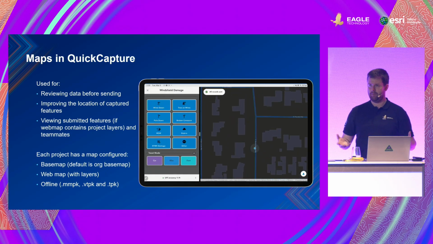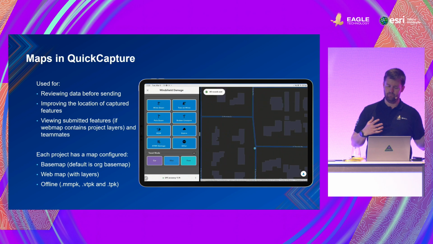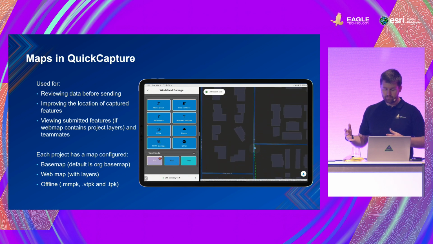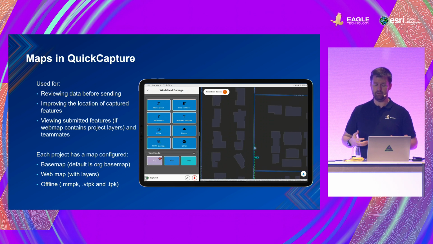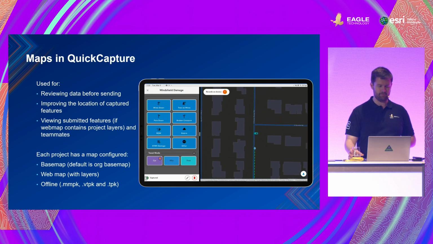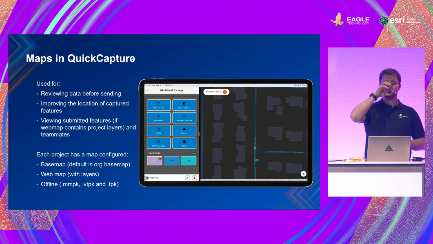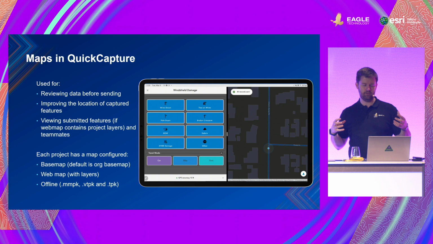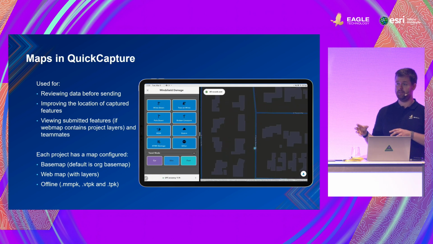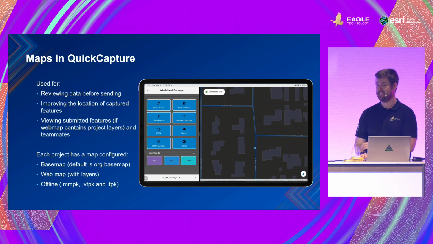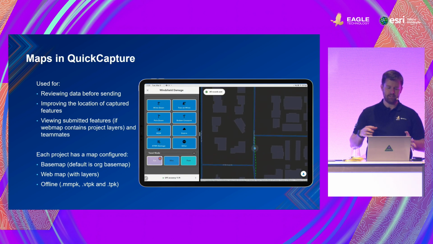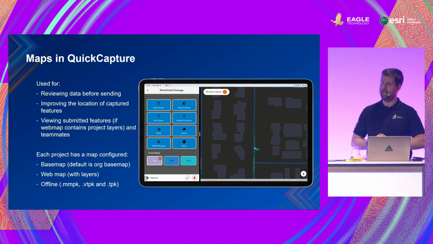So QuickCapture does have maps as part of it. It's really something that, depending on the device that you're joining from, whether it's a mobile device or a tablet, the map experience is slightly different. Maps were originally created within the QuickCapture app just to see where you'd pressed all those buttons and where the points on the map linked from. But maps are coming along in QuickCapture.